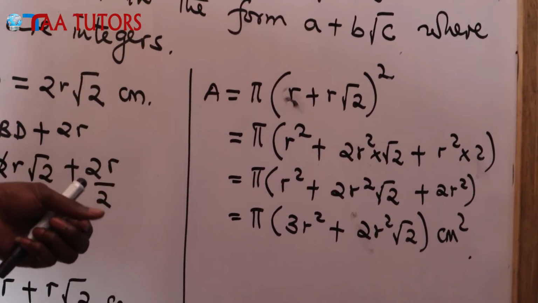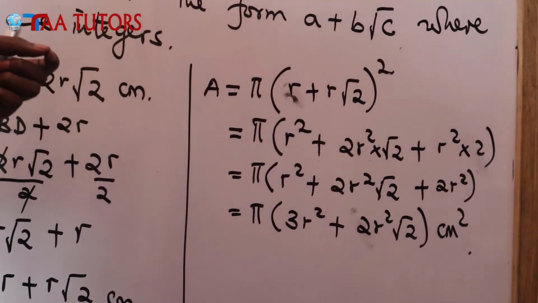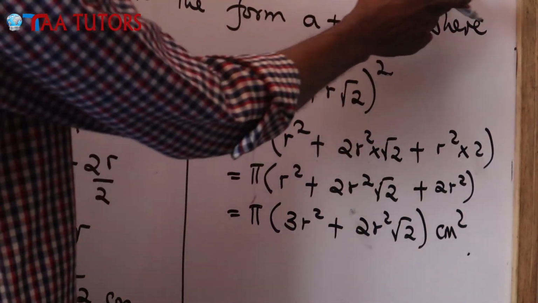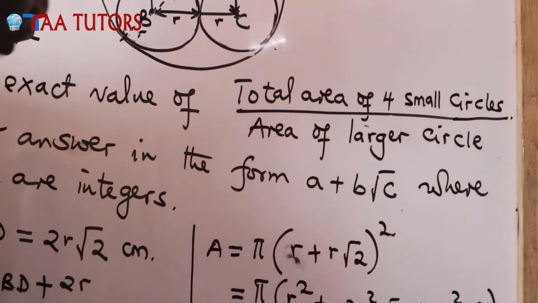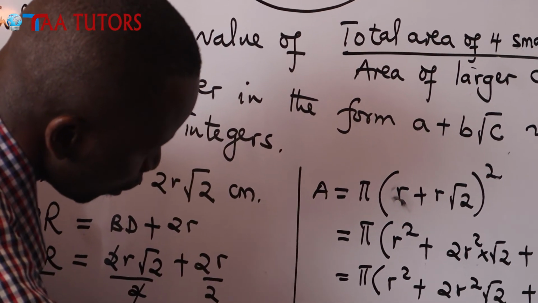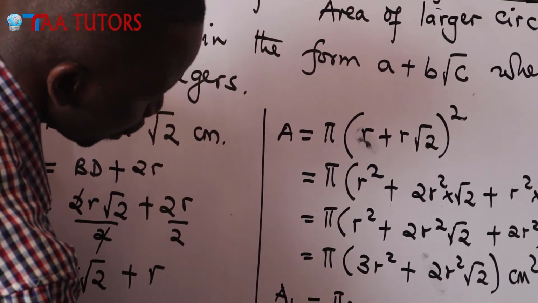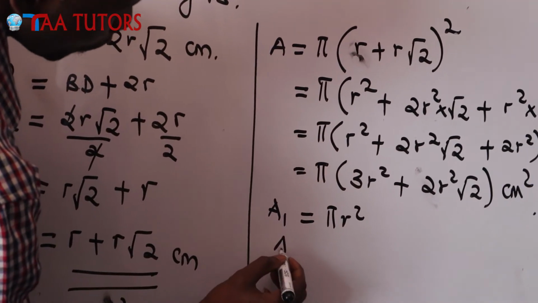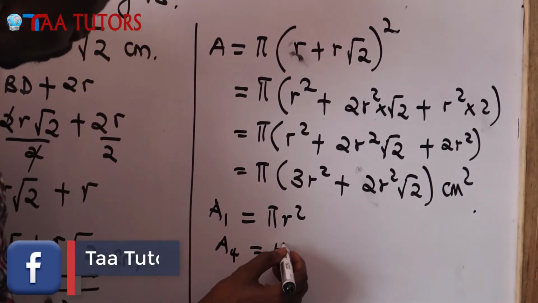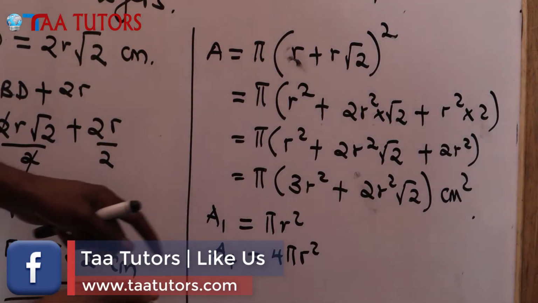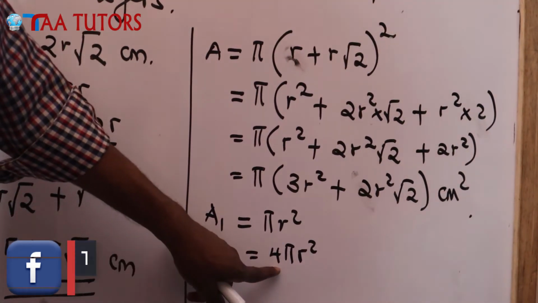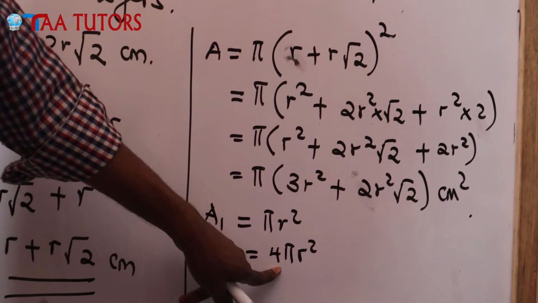But now I want to bring in the area of the smaller circle. We know we need 4 of them, because the area of the bigger circle we have got here. But for the total area of the 4 small circles, we know that one small circle is πr squared, but there are 4. So if there are 4, it will be 4πr squared. This is the area of the 4 small circles.